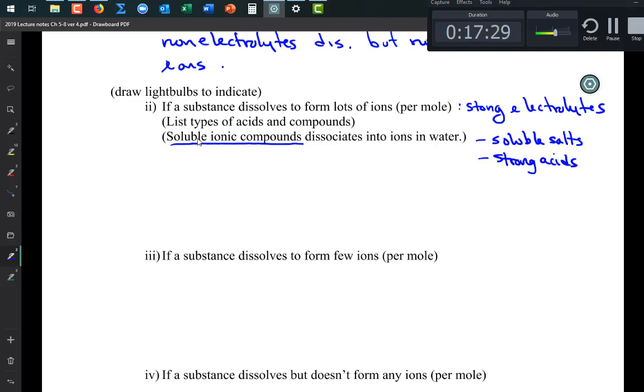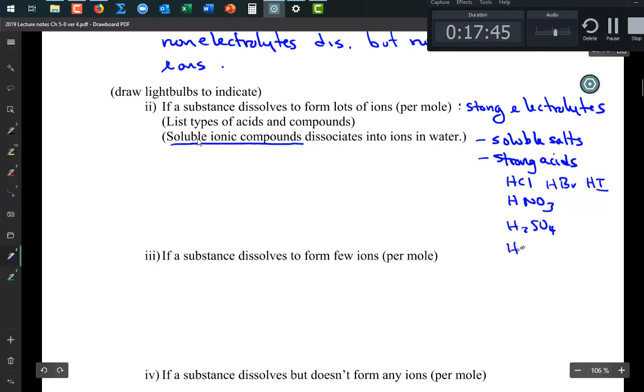So the strong acids are things like HCl, HBr, HI, then HNO3, H2SO4, HClO4. Those are the strong acids. I may have missed one on there, but I think that's most of them. 1, 2, 3, 4, 5, 6. Yeah, that's about right.